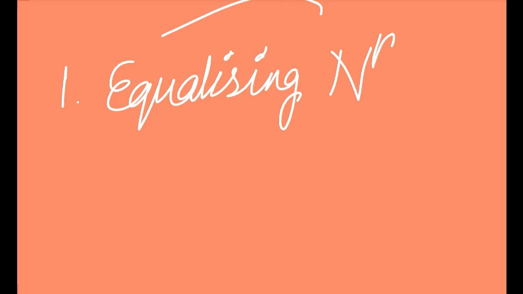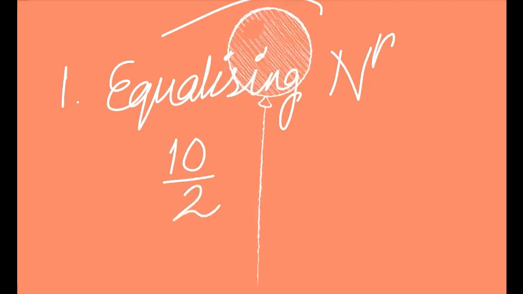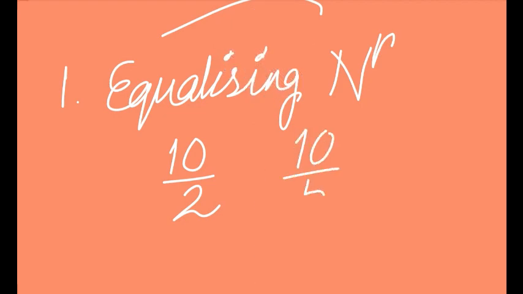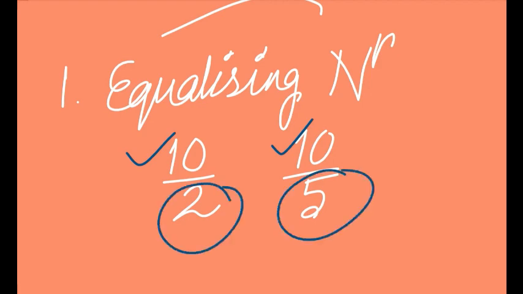So what happens when the numerators are equal? Let us see what happens. For example, let us take 10 by 2, and let us take another fraction, 10 by 5. So what do you see? We have the numerators equal, right? The numerators are equal, they are 10 in both cases. But what do we have in our denominator? We have 2 and 5.